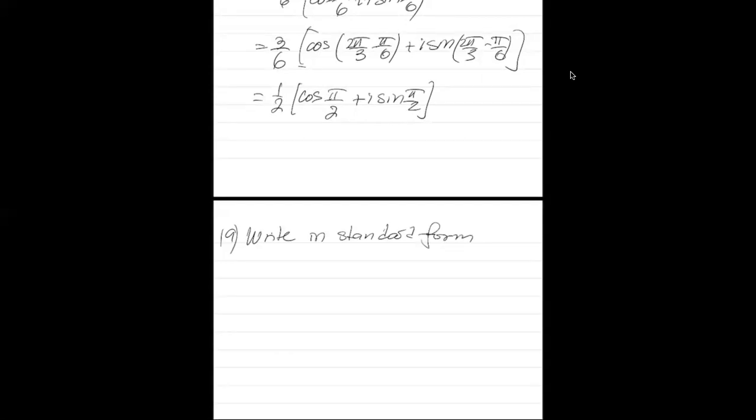So the number is 5 (cosine pi over 12 plus i sine pi over 12), all that to the power 4. So here we don't have anything, our number is in trig form. So that was the de Moivre theorem.